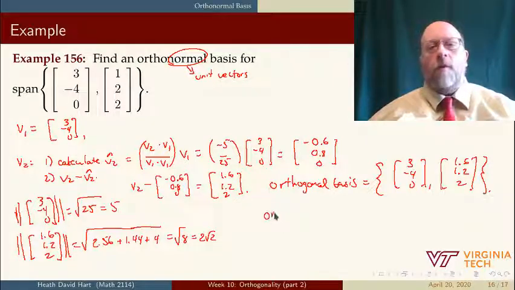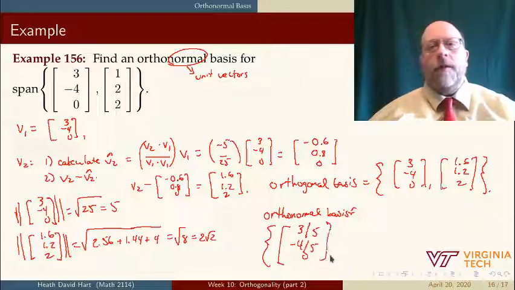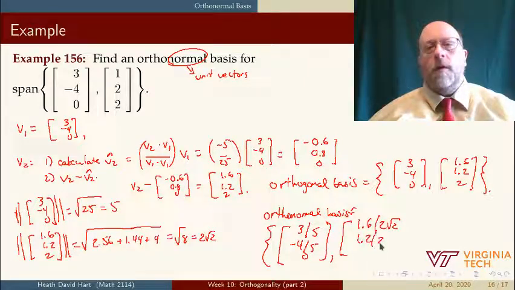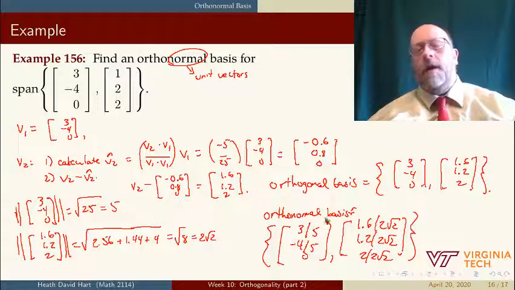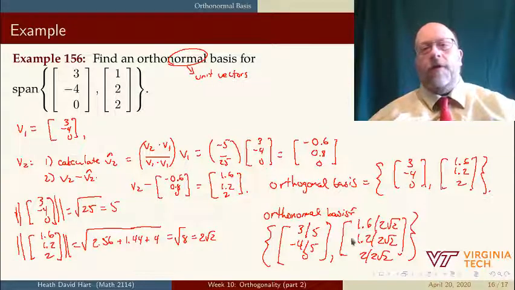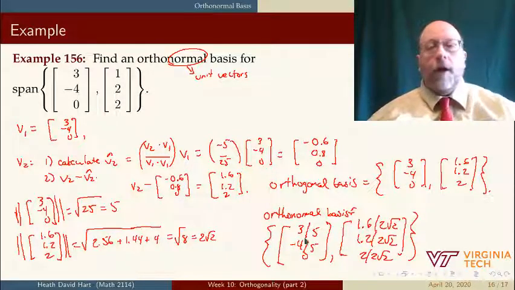And so for an orthonormal basis, the first vector gets divided by 5, so we get 3/5, negative 4/5, and 0. The second vector gets divided by 2 square root of 2. And that gives me this basis here scaled down to unit vectors. All right.